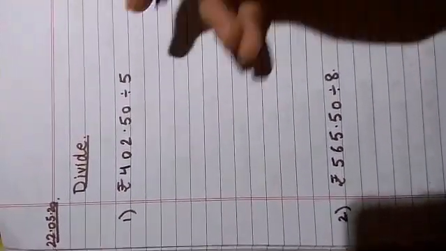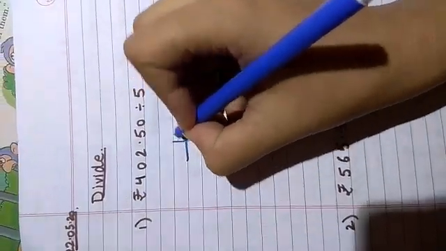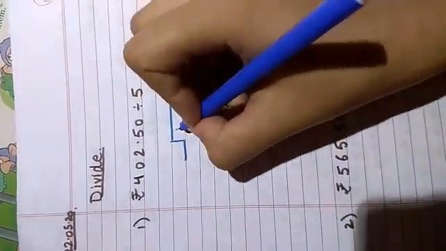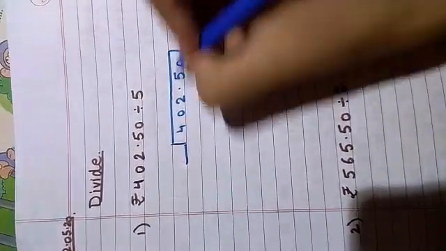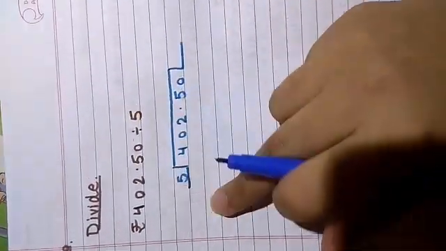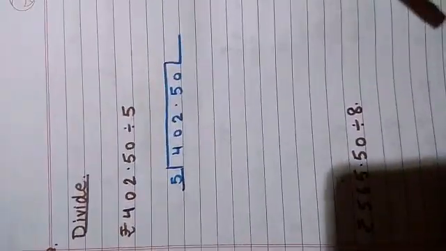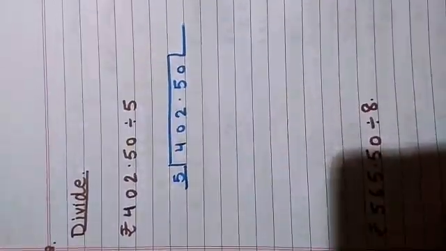So let's see. First we will write this amount inside. 402 rupees and 50 paise, and 5 will go outside. The bigger amount will go inside and this number will go outside. Did you understand? The amount that has to be divided will go inside and 5 will go outside.